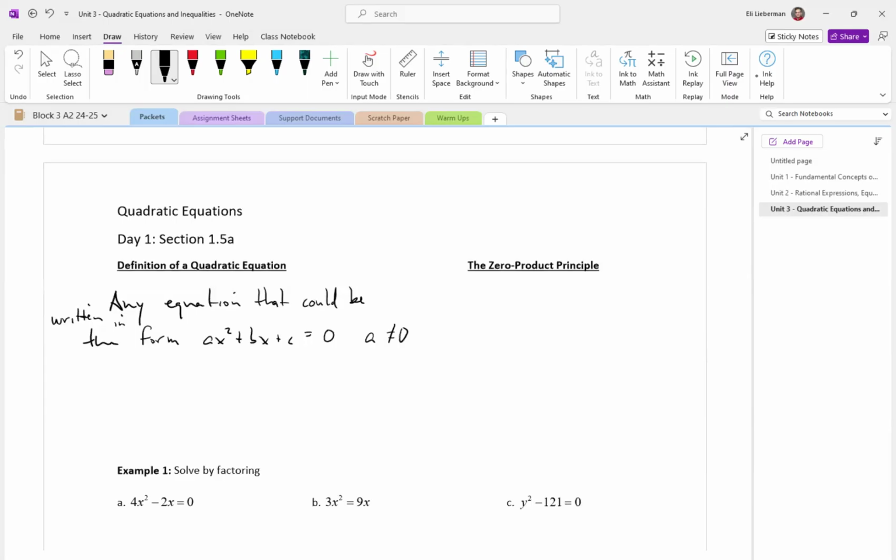Check with your neighbor. If a is equal to 0, that means this term is gone. What kind of equation would that become? Do you know the word? Starts with an L. Linear. Quadratic versus linear.